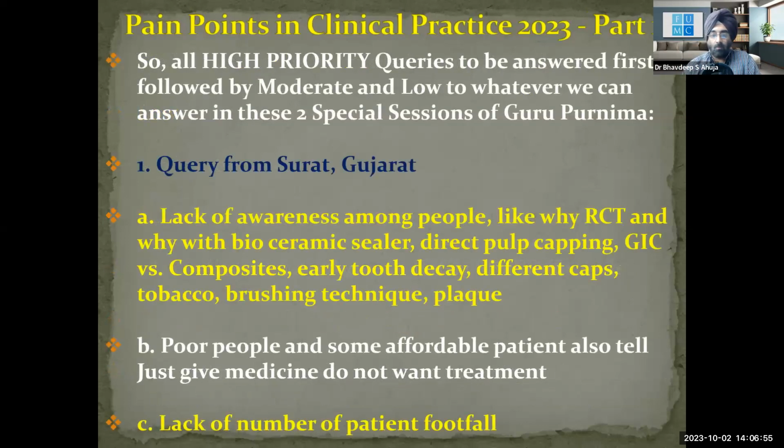So the first query was from Surat, Gujarat. They have been posted in the order they have been received. The highs first from 1 to 250 responses, then the moderates from 1 to 250 responses, and then the lows, and then the random ones, those who did not fill anything, high, moderate, or low. If you don't know the priority, then you automatically fall in the fourth category.